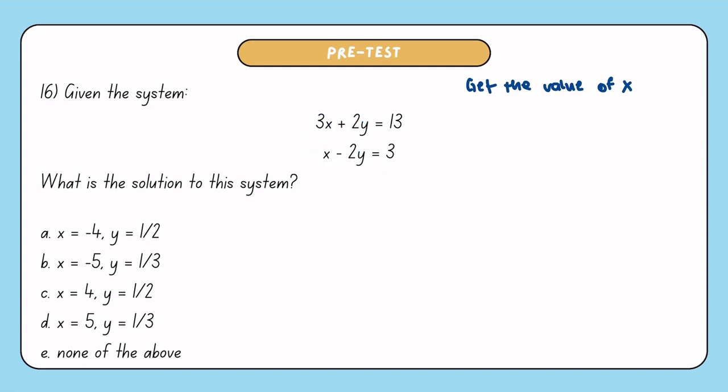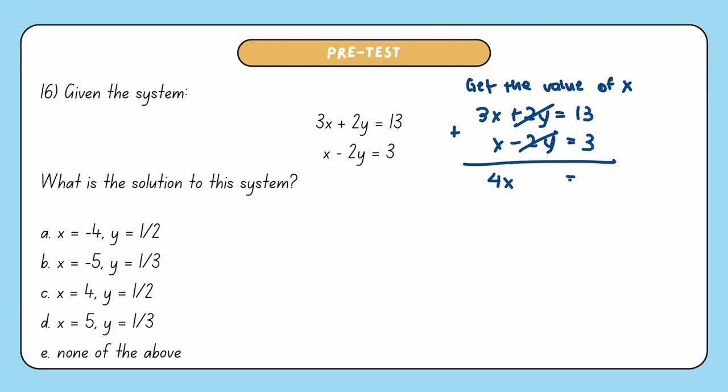So, 3x plus 2y equals 13 plus x minus 2y equals 3. Like I said before, magka-cancel out yung dalawang y, which leaves us with 3x plus x, 4x equals 13 plus 3, 16. And we can divide both sides by 4. So we have x equals 4.